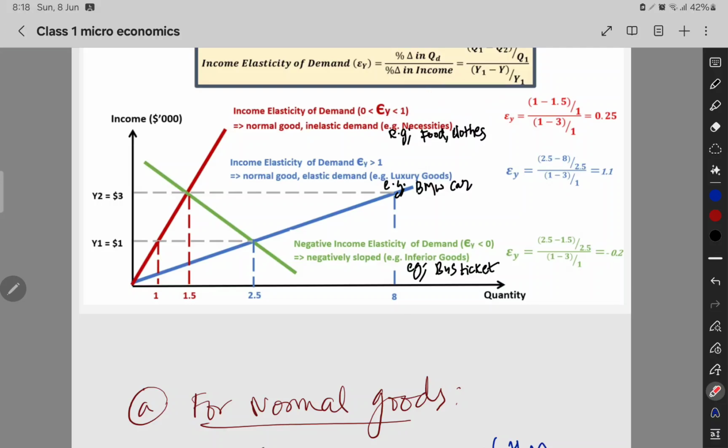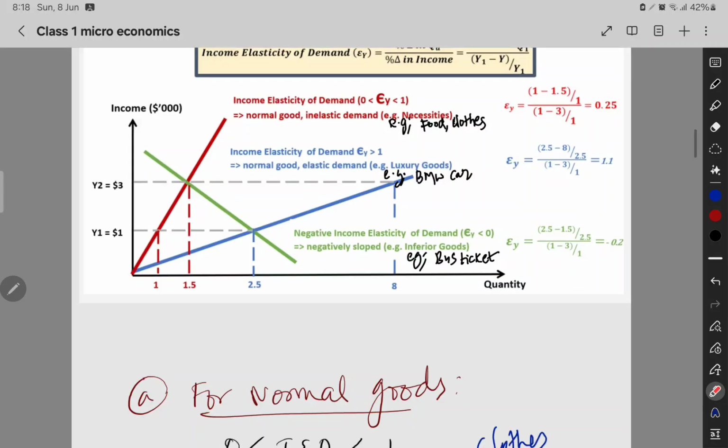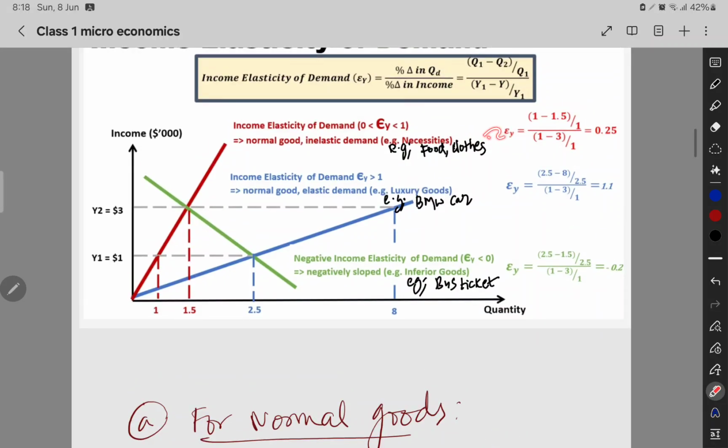Quantity demanded for clothes. Are you demanding more clothes now? Are you eating more now? Yes, I need not buy many clothes because I already have clothes. So these are basic necessities that I regularly eat. So let me say this value is between 0 and 1, because this is my elasticity curve.